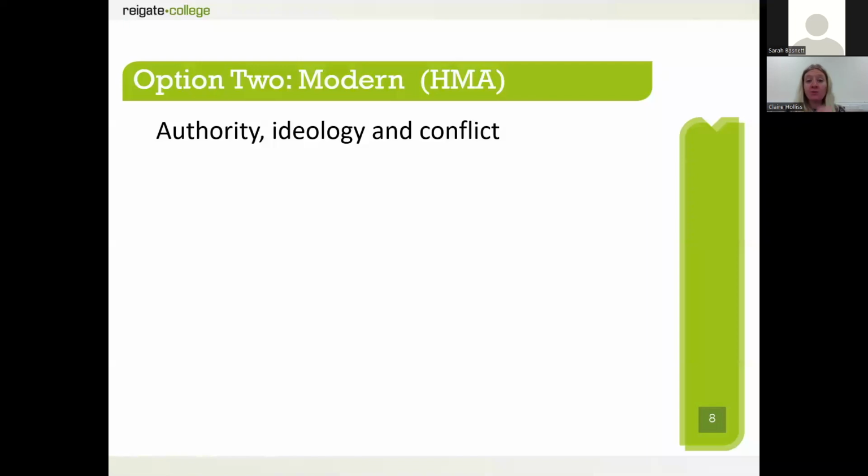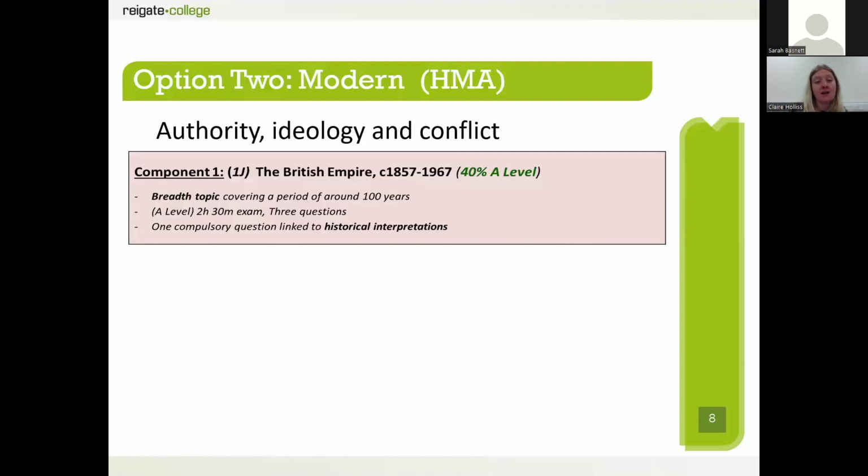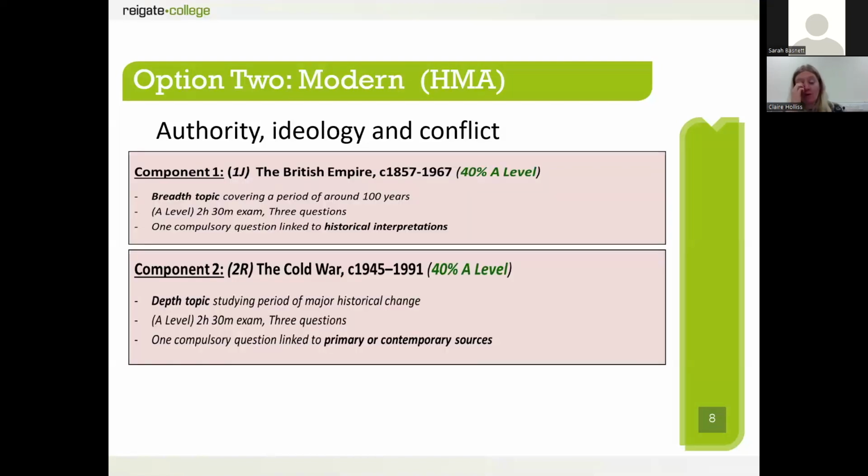Now, the second option, our modern option, has, again, 2 examined units and a coursework unit. So the 2 examined units are as follows. So the breadth study, so that bigger history paper on a longer period of time, covers the British Empire. So again, this might be less familiar to you. Obviously, it's not very much in the news at the moment. You might have encountered it. You may have covered it in your Key Stage 3 studies. It might have come up in some units for GCSE.